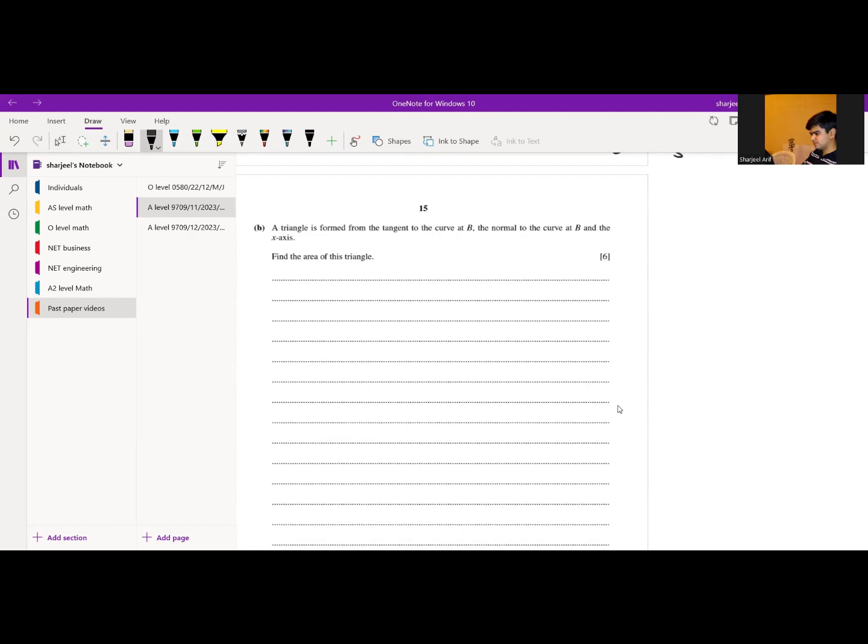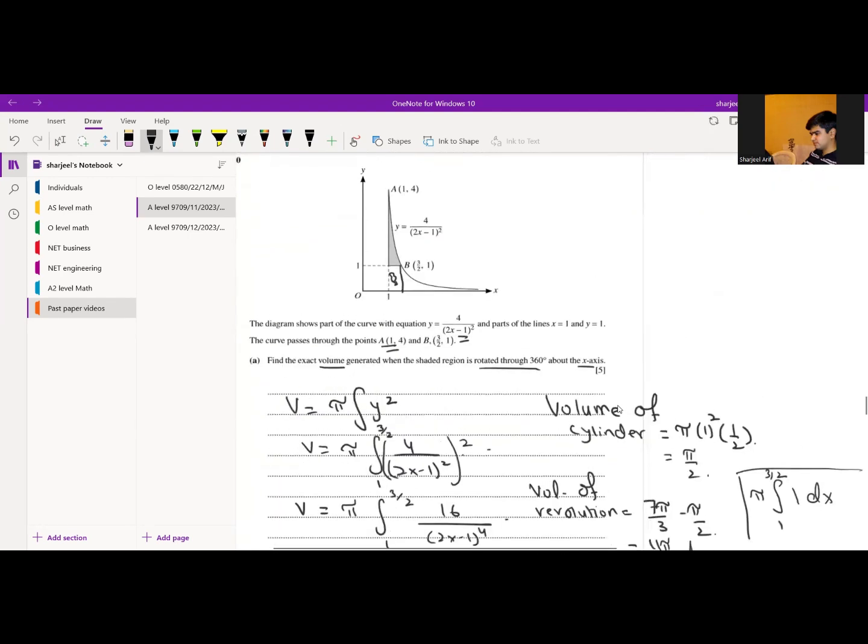So part B, we have to find a triangle formed from the tangent to the curve at B and the normal to the curve at B and the x-axis. So this means the triangle is formed by the tangent touching here. This is the tangent and this will be the normal. So we have to find these 2 points to find the value of the base, and the height is already given. So for this one, we have to find the 2 equations of the normal and the tangent to get the x intercepts.